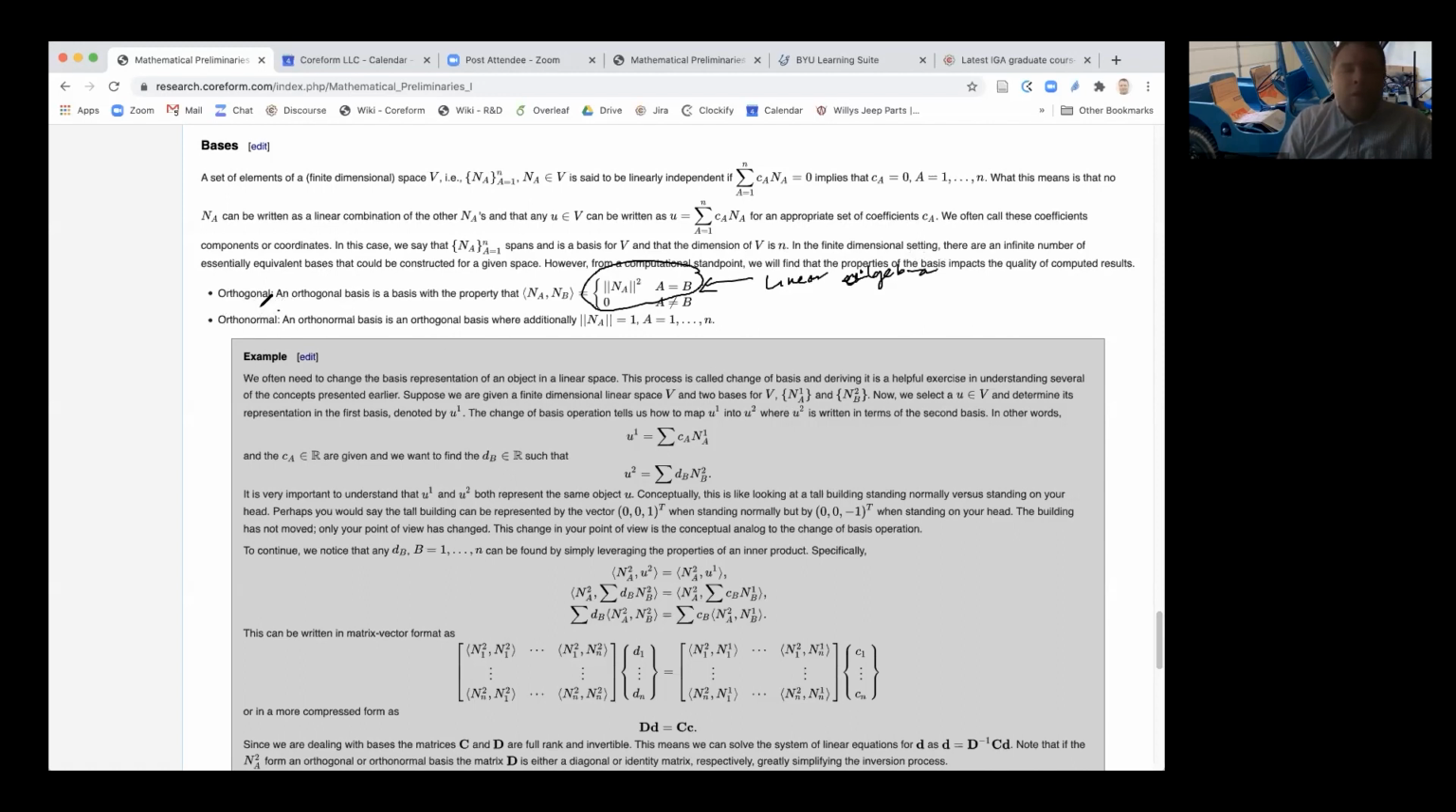Another nice basis are called orthonormal. Those are orthogonal bases where every basis function is exactly size 1. Okay, so that's why in Rn we use these unit vectors, right? Because this is actually an orthonormal basis.